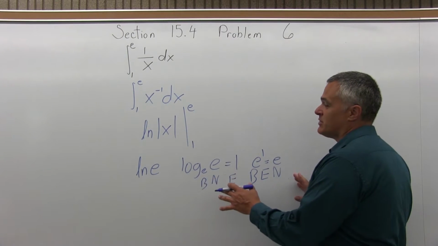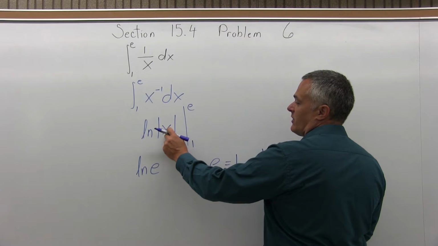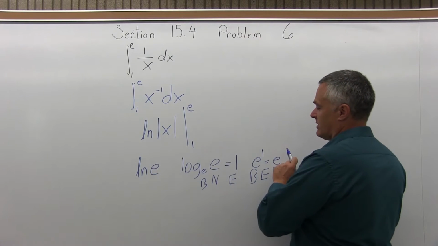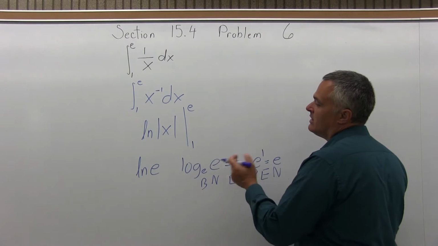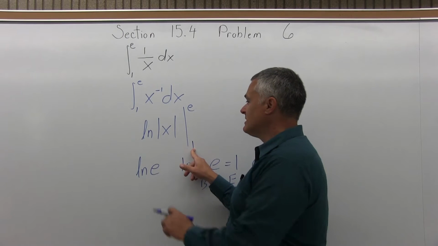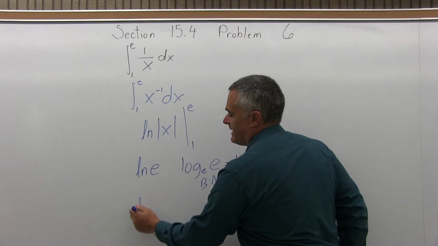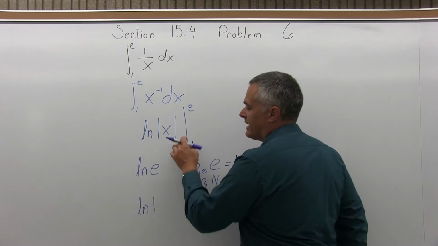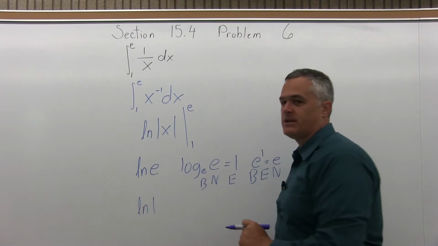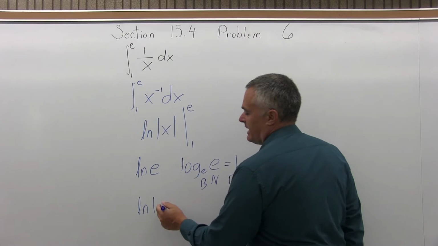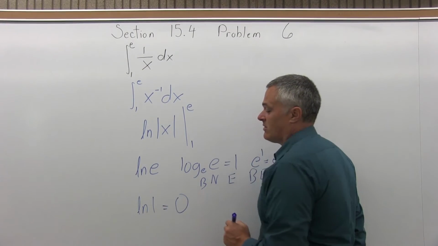So the answer for step 2, when we put in the upper limit for our integral, is 1. Now, step 3, put the lower limit of integration in for the variable. So we're going to have the natural log of 1. Again, 1 is positive, so I can write it without the absolute value. And the answer for that is 0.